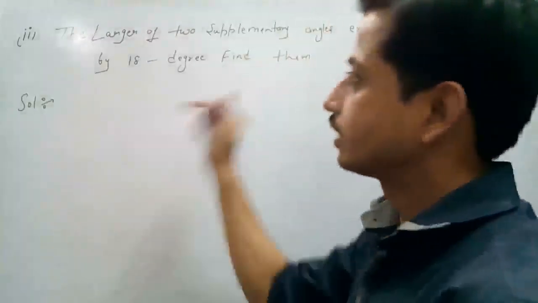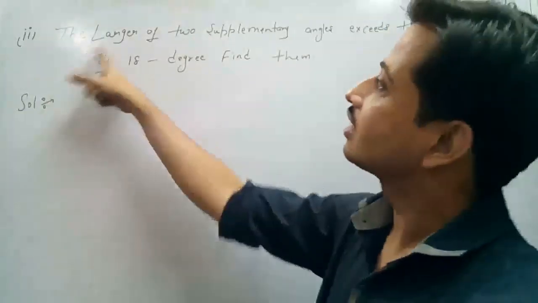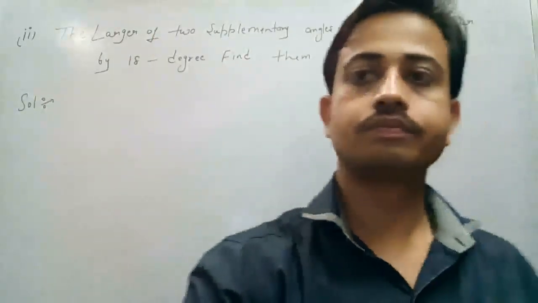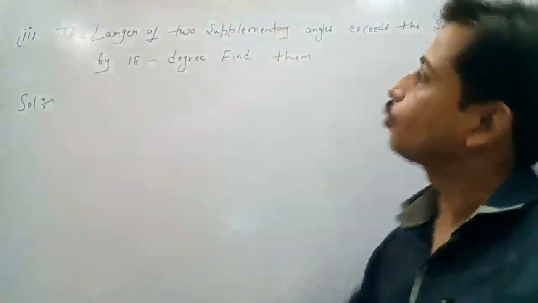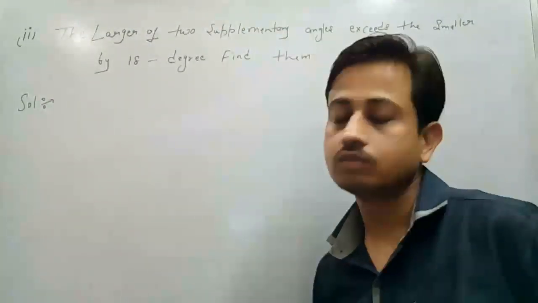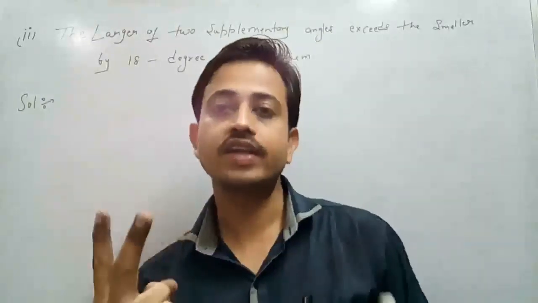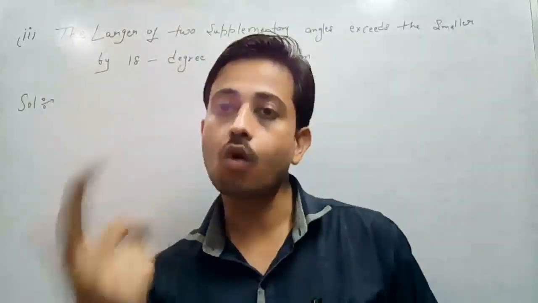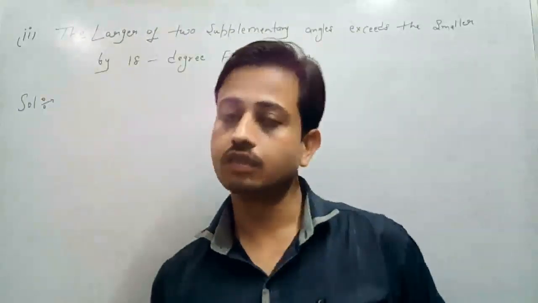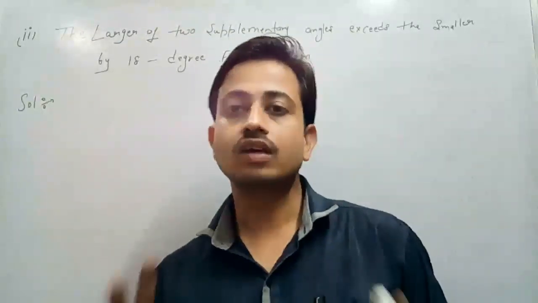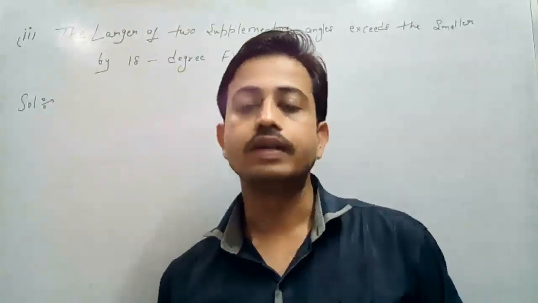Now please read the second part of question number 3. The larger of the two supplementary angles. Sorry for disturbing. Do you know what a supplementary angle is? If the sum of any two angles is 180 degrees, then they are called supplementary angles.